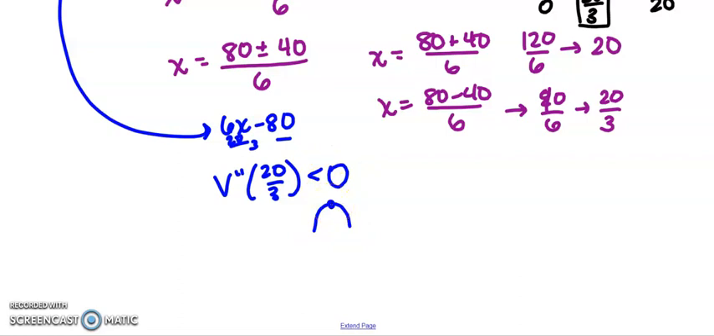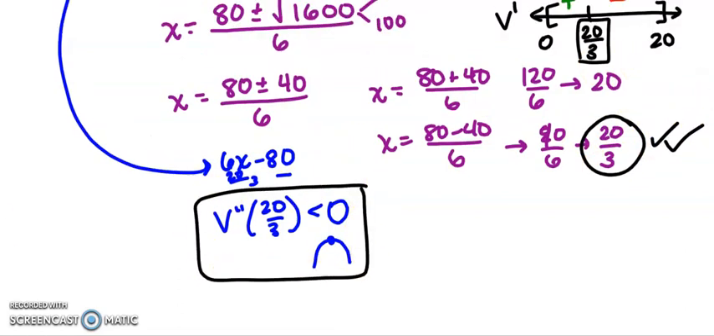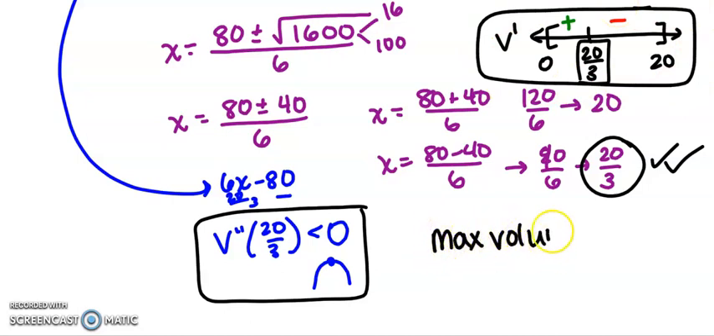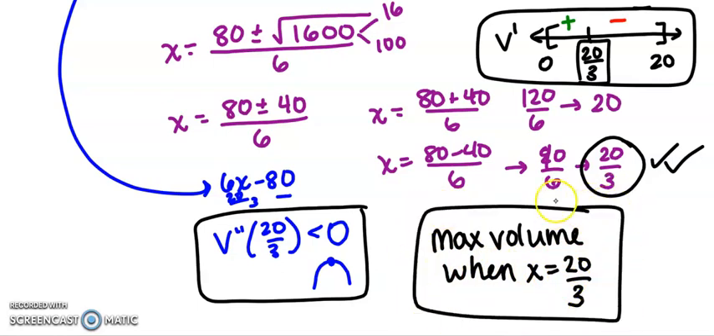So some of you just missed some justification steps, okay? You found the 20/3 and you knew this had to be your answer, but you need to actually show it either in a second derivative test or in a first derivative number line test, either one. So we can conclude there will be a maximum value when x equals 20/3.